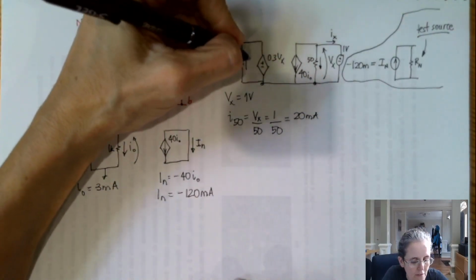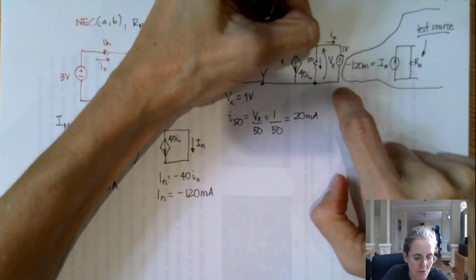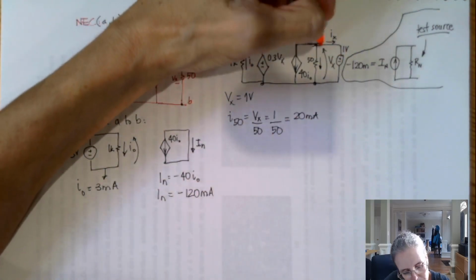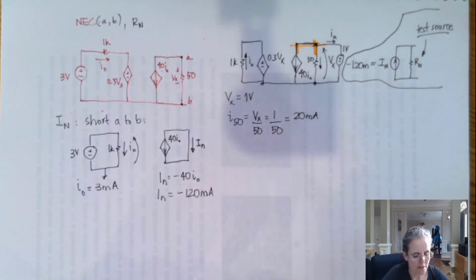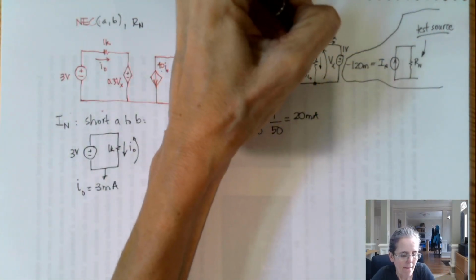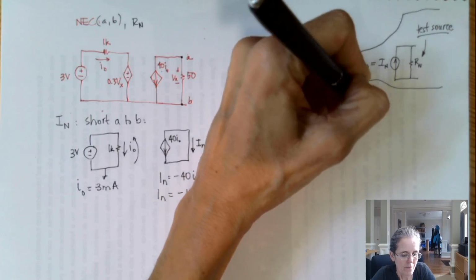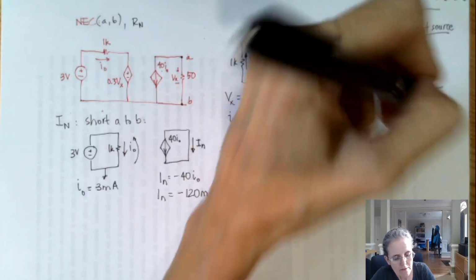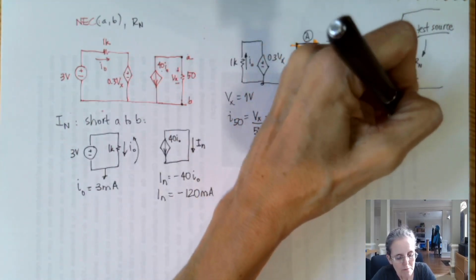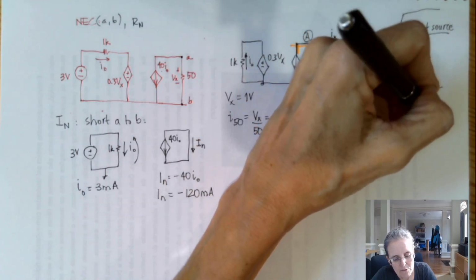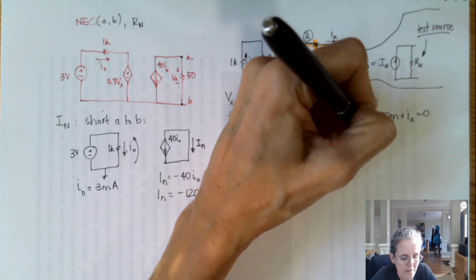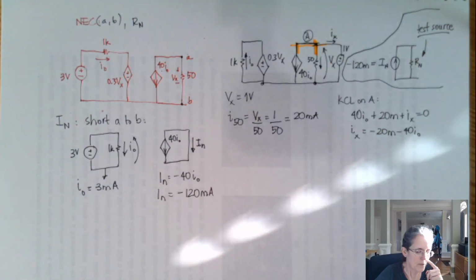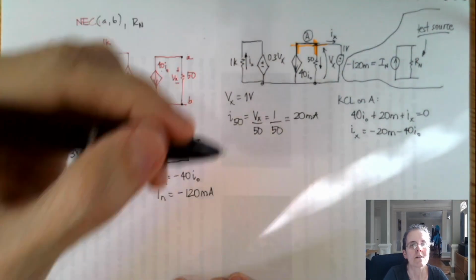Now I still need to find this I naught here, because if I do KCL on node A, my end game here will be KCL on A, which will be 40 I naught plus 20 milli plus Ix equals 0. So I know that Ix will be minus 20 milli minus 40 I naught. So now we need to find I naught. So let's go on this side of the circuit to find I naught.